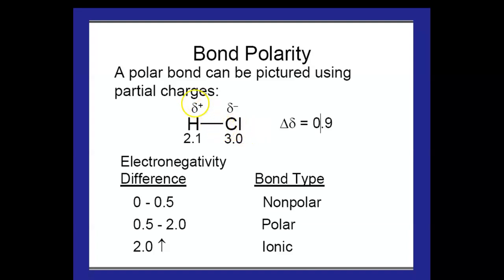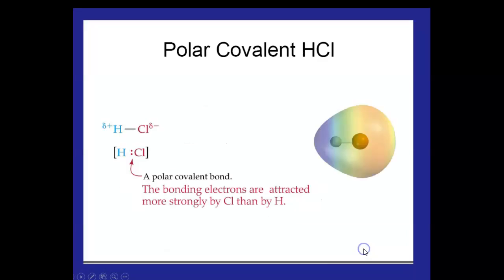In this case, the partial plus and the partial minus are shown here, and the difference between them is 0.9. If you have an electronegativity difference between atoms of 0 to 0.5, we consider the bond type to be nonpolar. If it's 0.5 to 2, we consider it to be polar, and we really said 1.7 is the trigger point. Above 1.7, we would consider it to be mostly ionic.